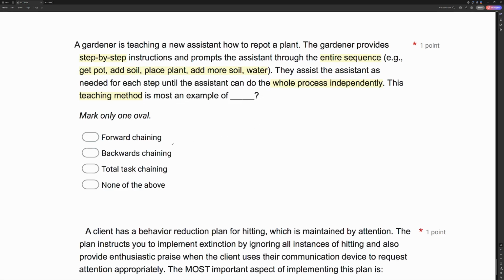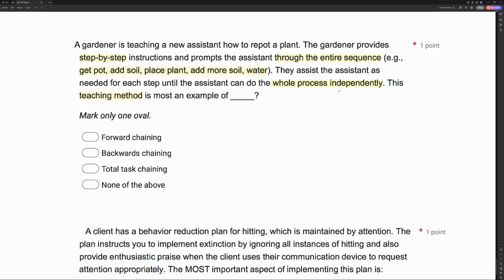So what separates forward chaining, backwards chaining, and total task chaining? Well, it is where we start the teaching. With forward chaining, we're starting on step one. We're teaching from the beginning, teaching one step at a time until they get that step, then the second step, and then the third step, so on. Backwards chaining is the opposite. Last step, second to last step. Total task chaining, we're teaching and going through the entire sequence every single time.